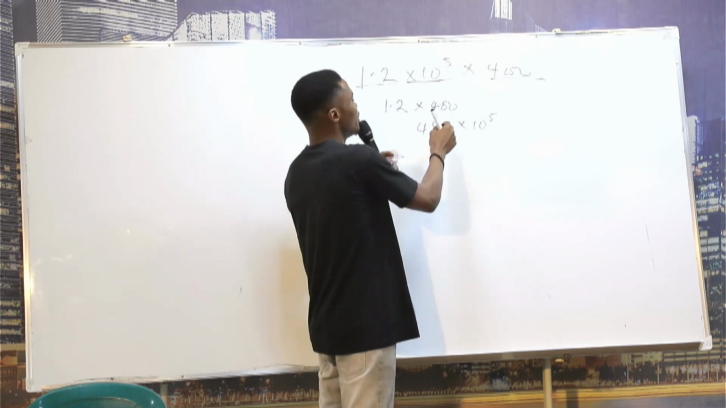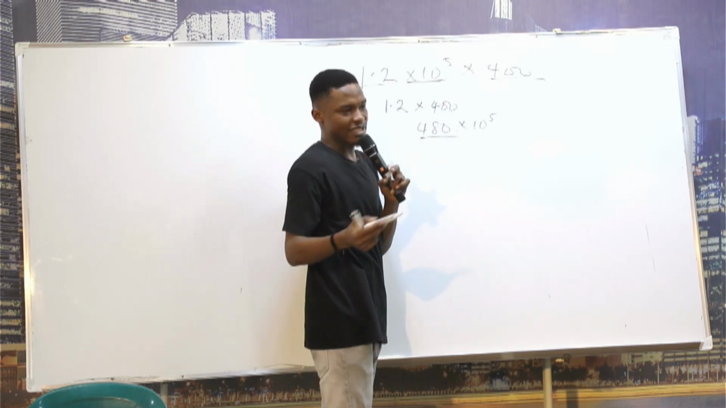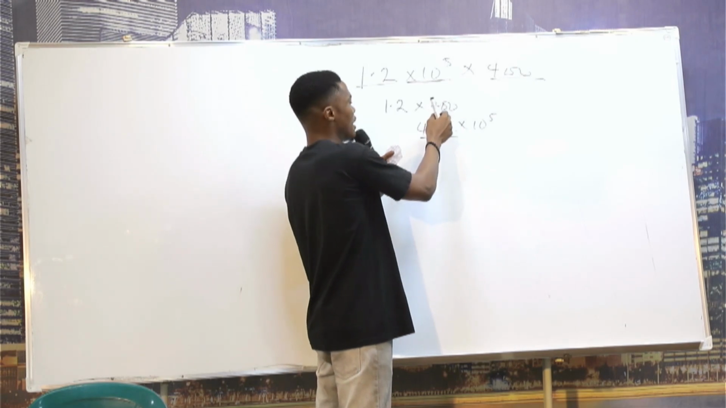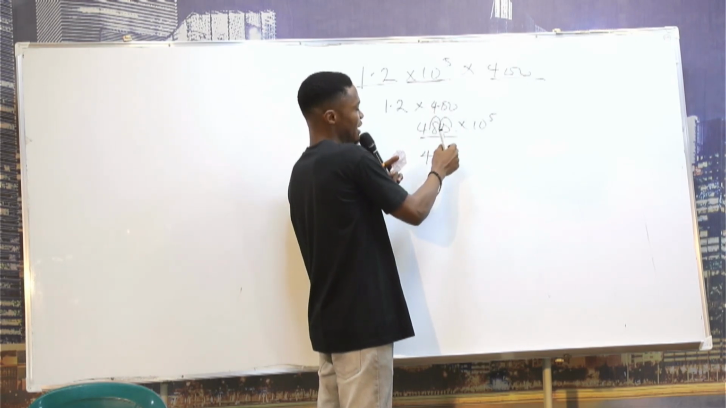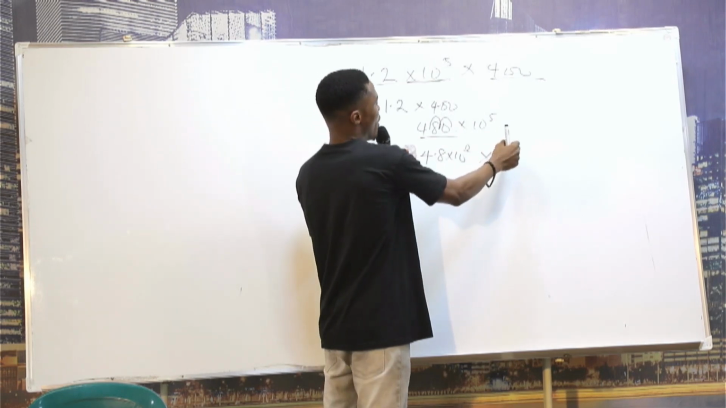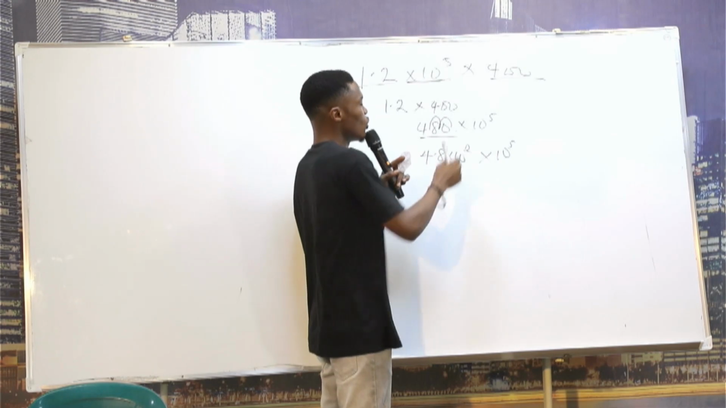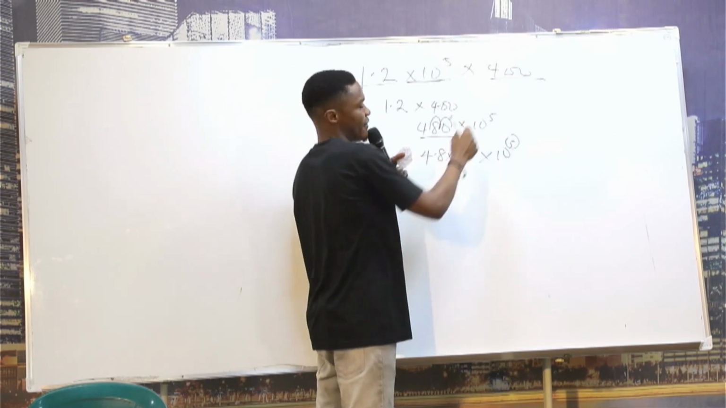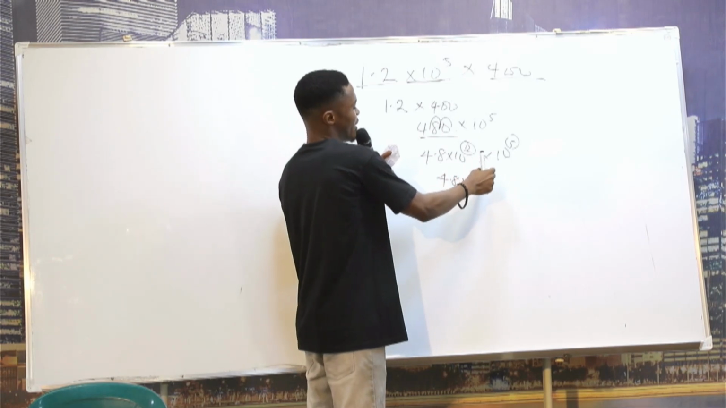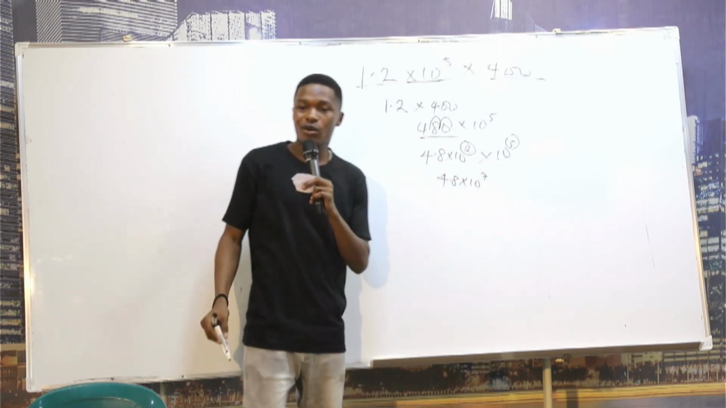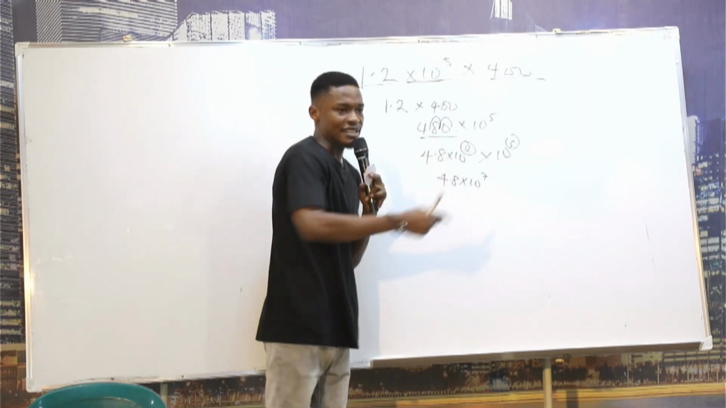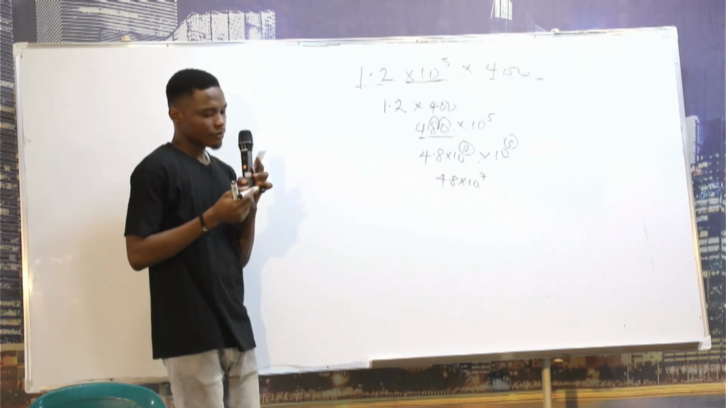Then, you need to convert this guy into standard form. You can move this decimal 1, 2. This is 4.8 times 10 power 2. Then times 10 power 5. So 2 plus 5 is what? 7. So, the answer is 4.8 times 10 power 7. So, you only use the calculator to multiply numbers. But whenever you have index form, you use laws of indices and do your indices.